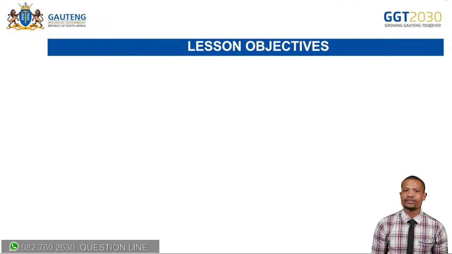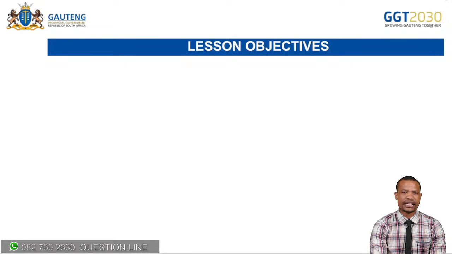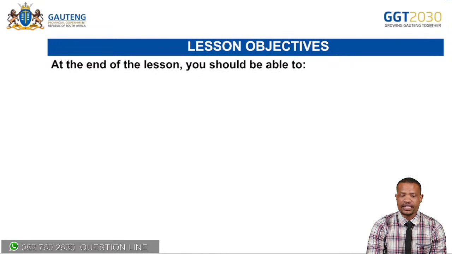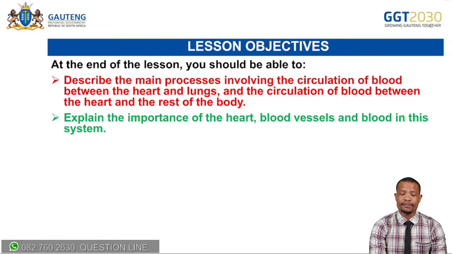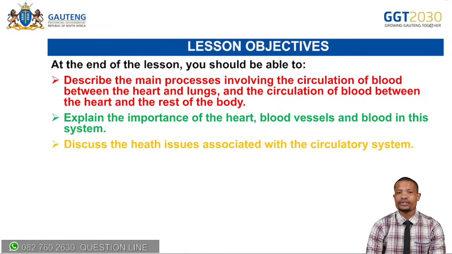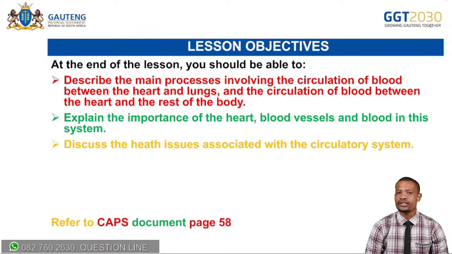So what's the point of this lesson? Why are we doing this, and what are we trying to achieve exactly? We are trying to ensure that by the end of this lesson, you should be able to describe the main processes involving the circulation of blood between the heart and the lungs, and the circulation of blood between the heart and the rest of the body. You should also be able to explain the importance of the heart, the blood vessels, and blood in this system. You should lastly be able to discuss the health issues associated with the circulatory system. For more information on this, you can refer to the grade 9 CAPS document on page 58.